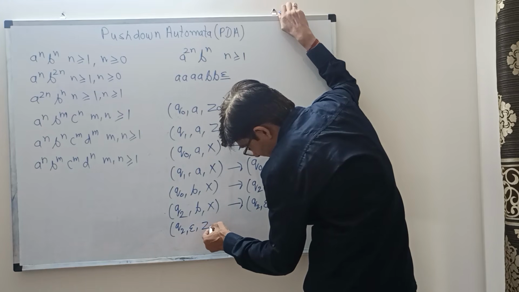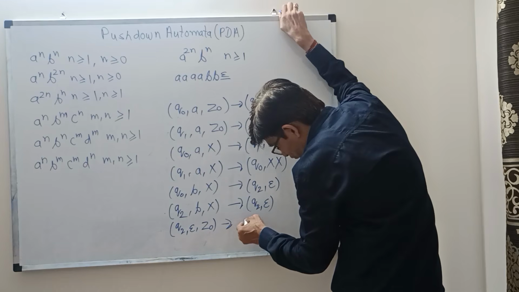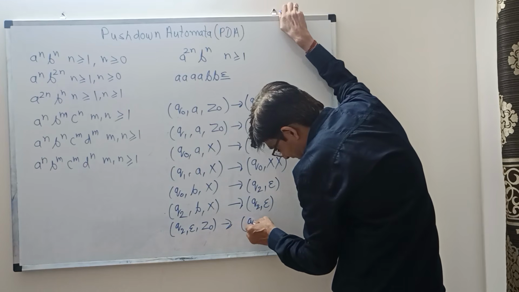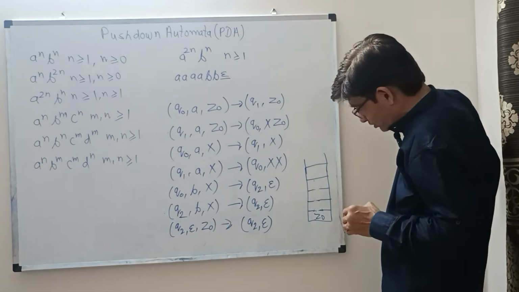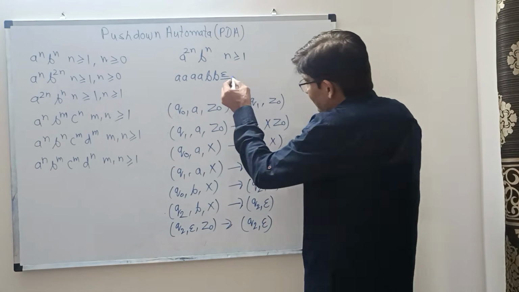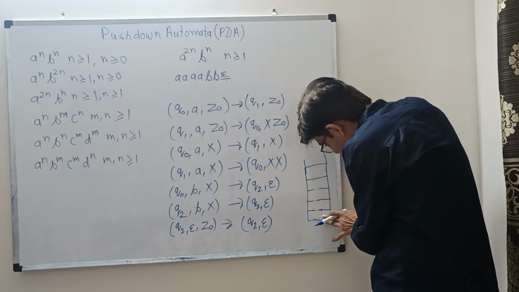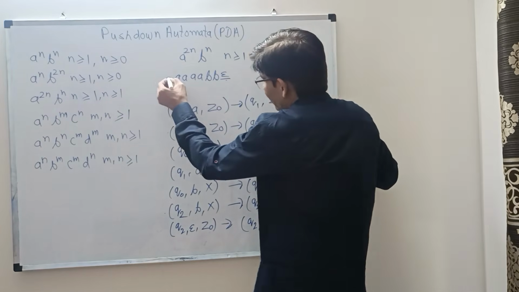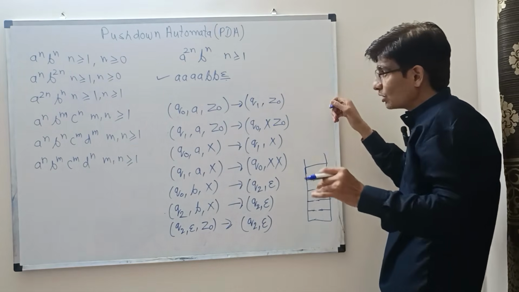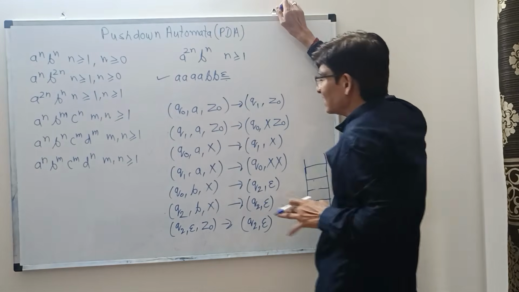So Z0. Now, in this situation we can stay on Q2 and pop Z0 also, and after reading the complete string, the stack is completely empty. That means your string is accepted by the PDA. So this is how you can make it accepted by the PDA.